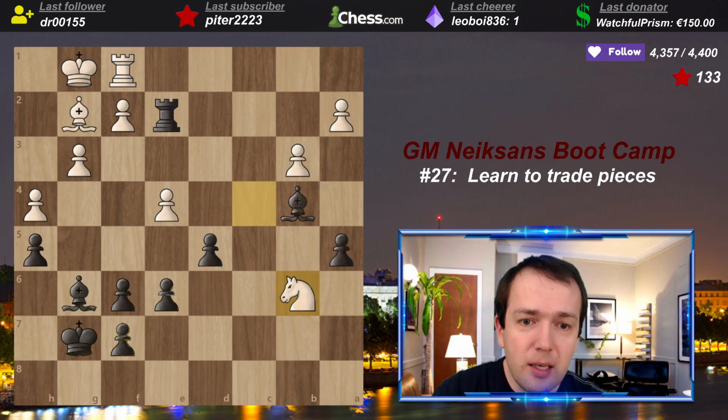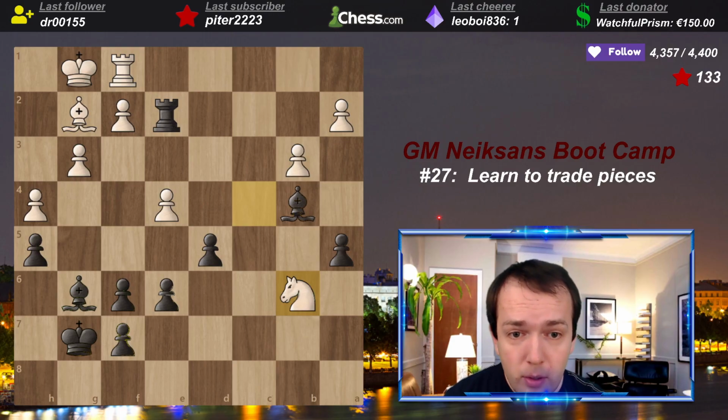Which piece are we going to take here? What are we going to take here? Trade with a bishop, take on e4 with the bishop, or take on e4 with the pawn. What do we do here? Because we already have an advantage, we're thinking about simplifying the position.